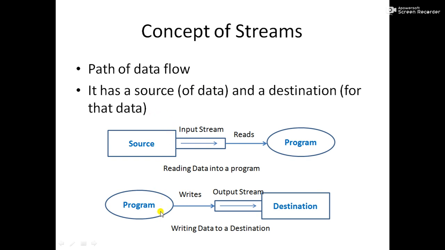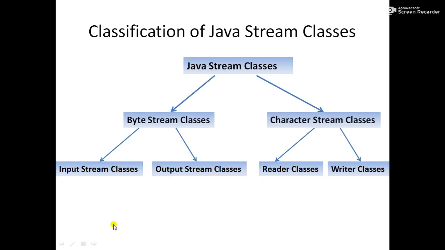Then similarly, we can have another program which will give the output. Based on that output, we are going to use it for further analysis or further processing. So a program writes the data onto the output stream, and that will be given to the destination, which is represented as writing data to a destination.